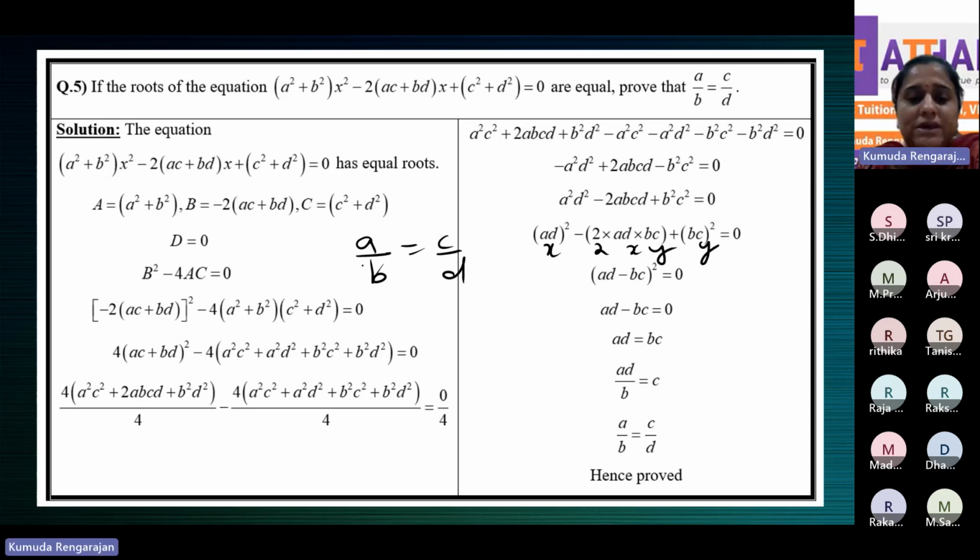You want A by B, so bring this B for division. So AD by B is equal to C. Then take this D for division to the other side. So you get A by B is equal to C by D. Hence proved. A by B is equal to C by D.